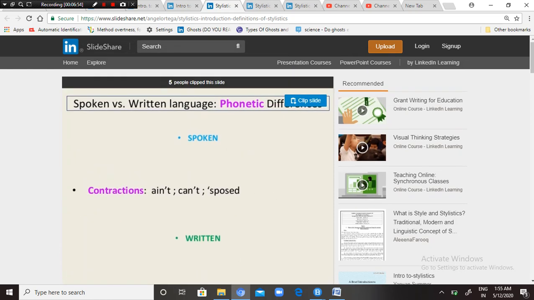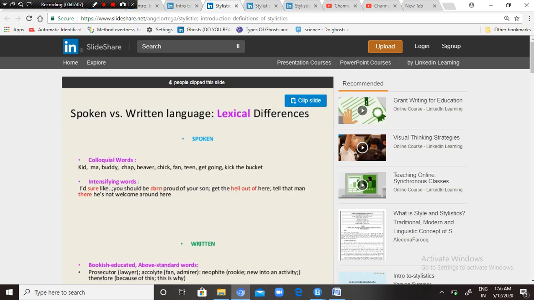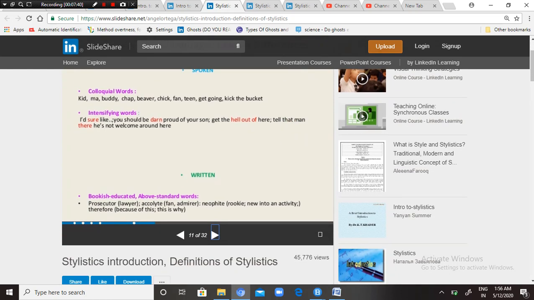So, spoken versus written languages, phonetic differences. Spoken: contractions like can't, suppose. Spoken: colloquial words such as kid, buddy, champ, friend, team, catch going, kick the bucket. Identify words like: you should, dear, be proud of your son, and get the hell out of here. Tell that man there, he is not welcome around here. Written: booked, educated, above, set into words, procedures.